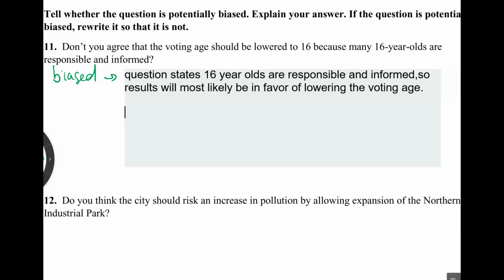Okay. So since it's biased, we should have a new question. Instead of saying, don't you agree? You could just say, do you believe the voting age should be lowered to 16? Because that's very neutral, low stakes. You can say no, I don't believe that, or yes, but it's not assuming, don't you agree? It's not forcing you into an answer. It's not limiting you. So that's my example. So you will have to give me an example of an unbiased and biased question.